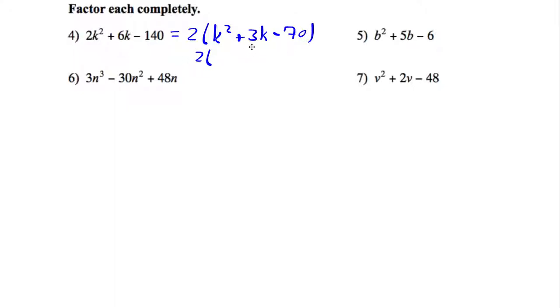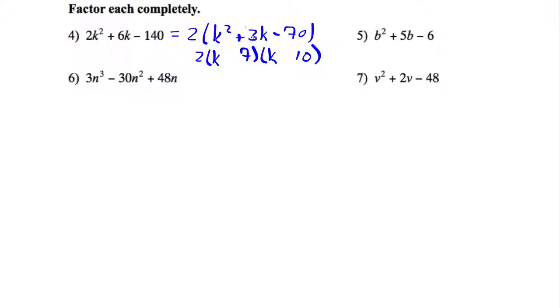And so I want to find two factors of 70 that differ by 3. Well, this is nice because we have k squared, so the only two factors of k squared are k and k. 70, well, if we think 1 times 70 is 70, 2 times 35 is 70, 5 times 14 is 70, 7 times 10 is 70. And those are a distance of 3 apart.